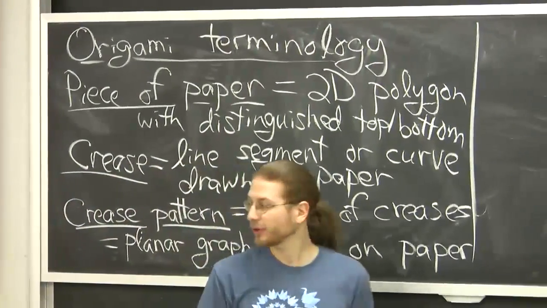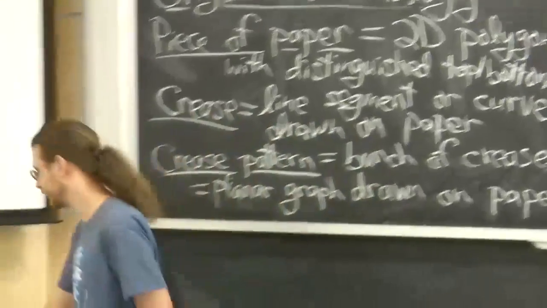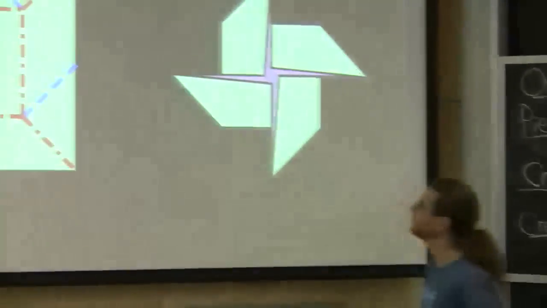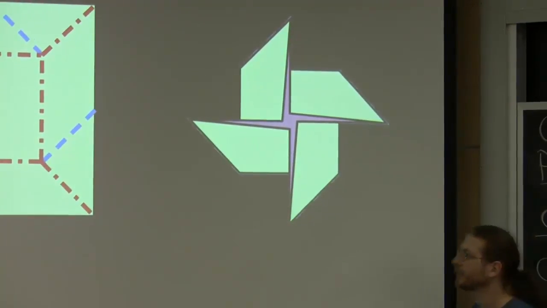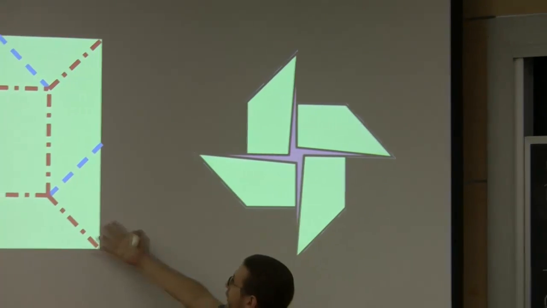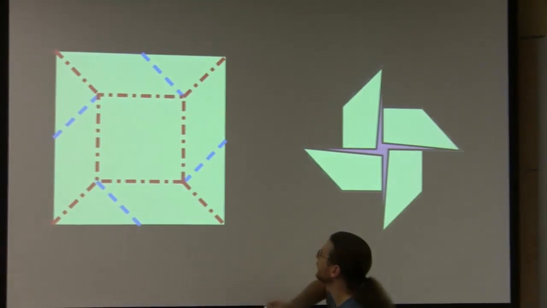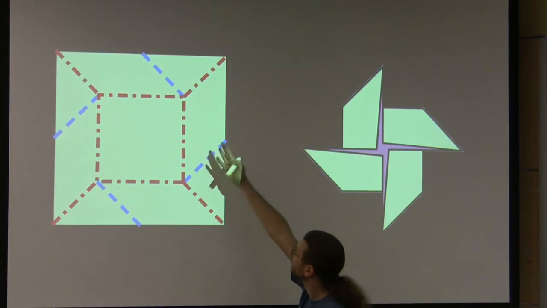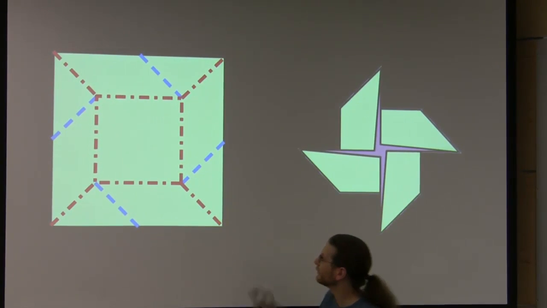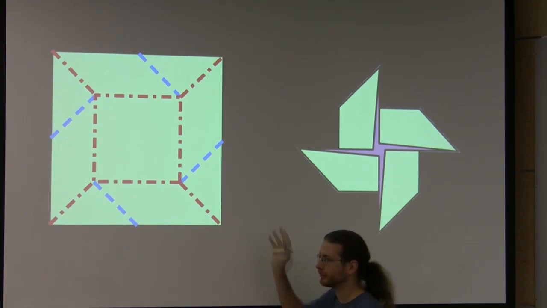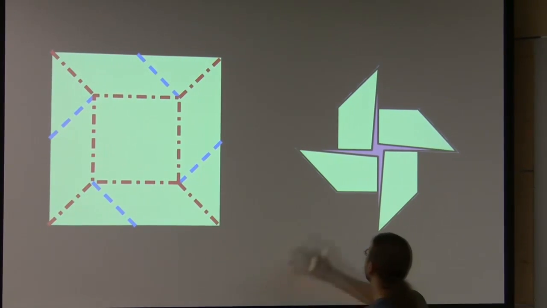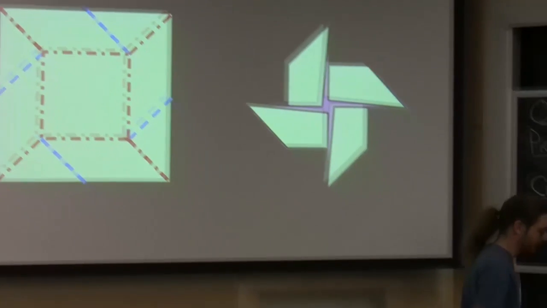So, for example, the thing we're going to be folding is this very simple pinwheel. And this is an example of a crease pattern that folds into that pinwheel. So here the lines are distinguished. There's two different kinds. There's the red lines and the blue lines, but ignore that for now. That's a bunch of creases which you can put in and make that thing.